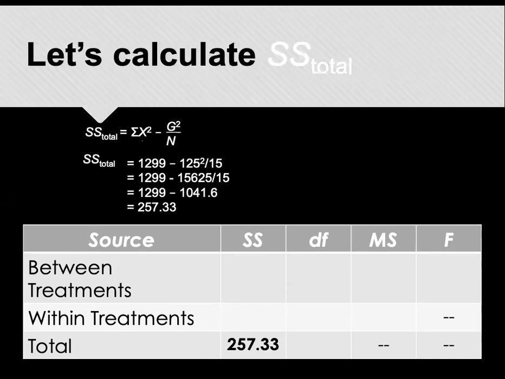So sum of x squared from our table is 1299, g is 125, and N is 15. So we've got 1299 minus 125 squared over 15. 125 squared is 15,625. When you divide that by 15, you get 1041.6. And 1299 minus that equals 257.33. So our sum of squares total, which we're going to put down here in this box, is 257.33.